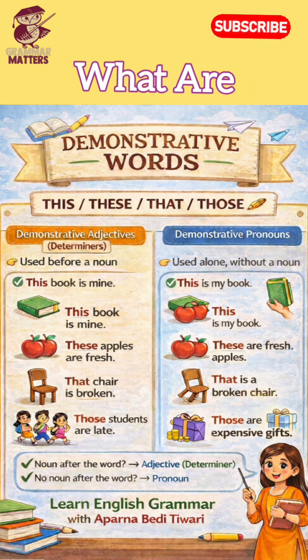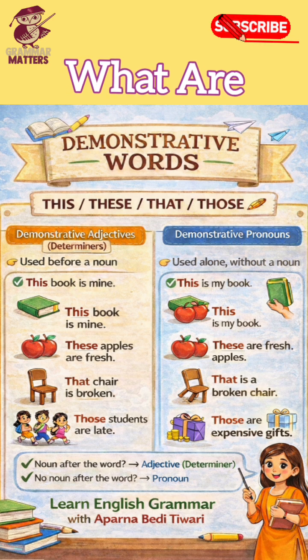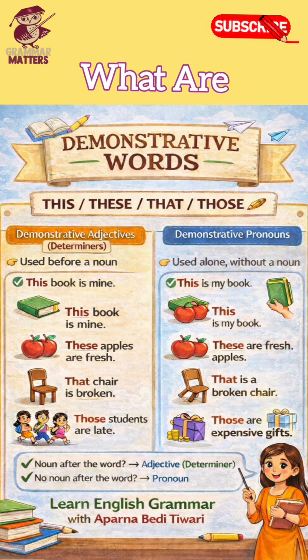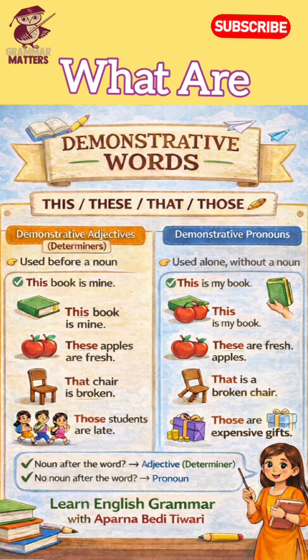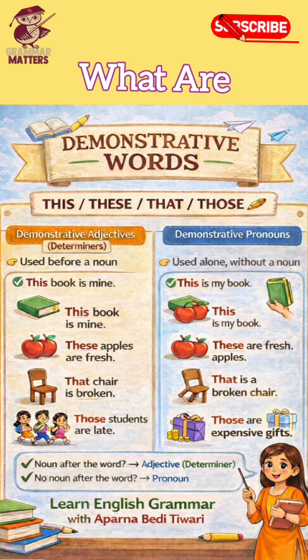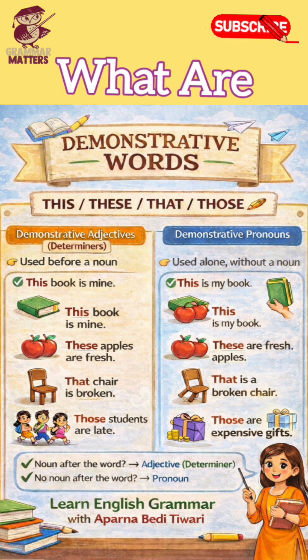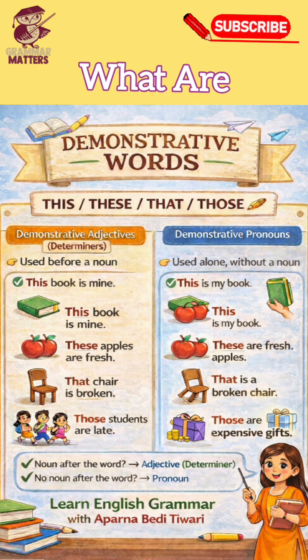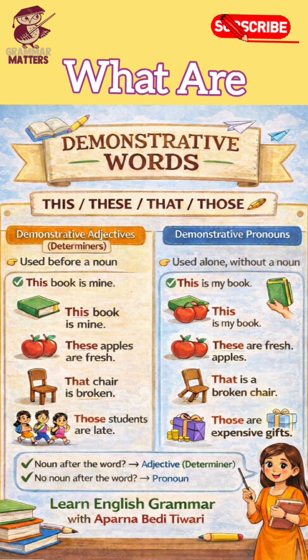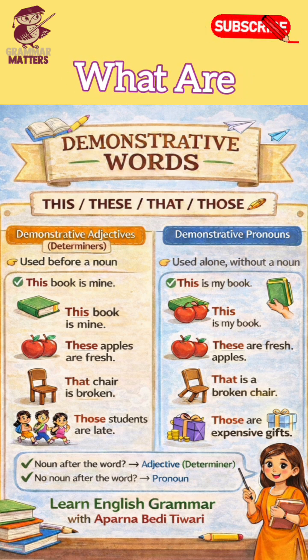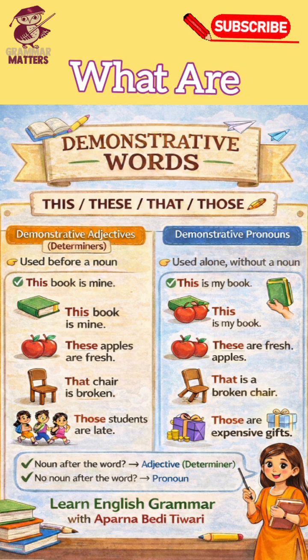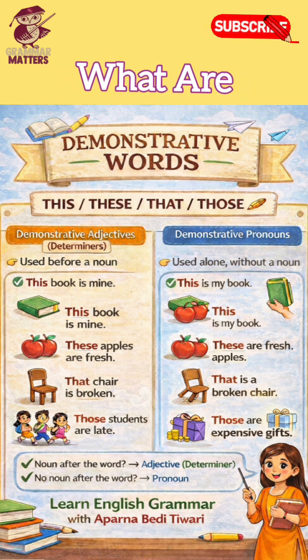This book is mine. Here, this is a demonstrative adjective because this is used before the noun book. These apples are fresh. Here the noun is apples and these is a demonstrative adjective.